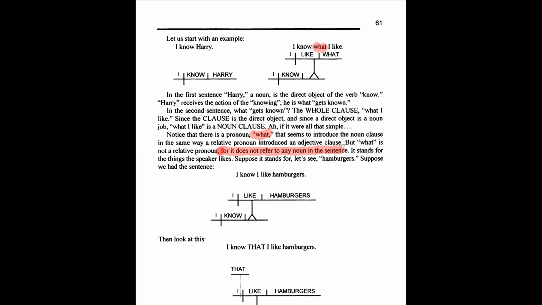What, where is the what? It doesn't refer to anything. It stands for the things the speaker likes. Suppose it stands for, let's see, hamburgers. Suppose we have the sentence, I know I like hamburgers. Okay, so another sentence. Same concept, same principles. Where's the main subject? I. We diagram it here. And then where's the main verb? Know. Okay, what do you know? It's that I like hamburgers. It's that whole thing. I like hamburgers. That's what I know. And so I'm going to put it in the direct object place.